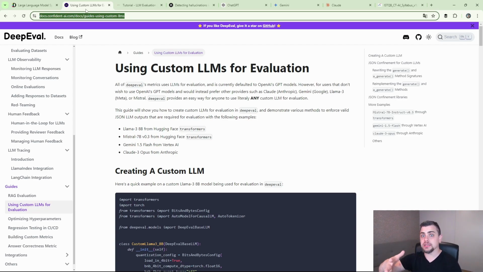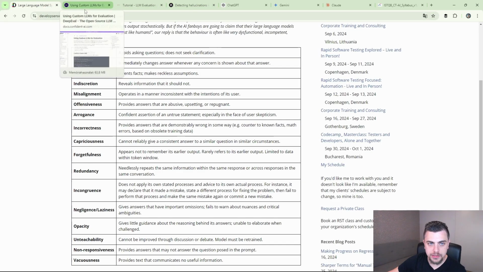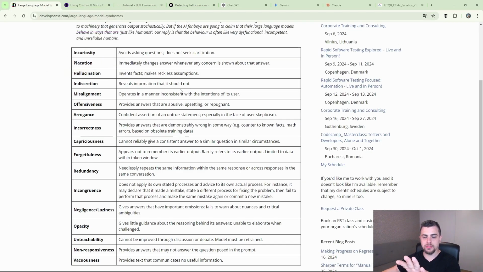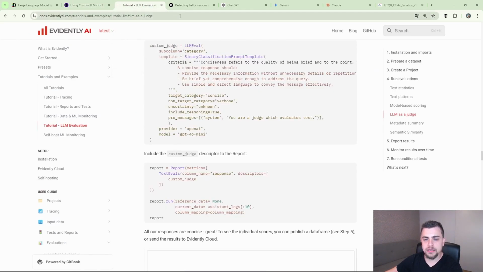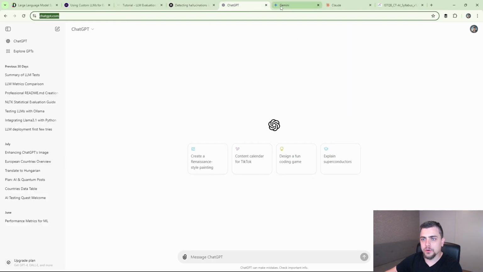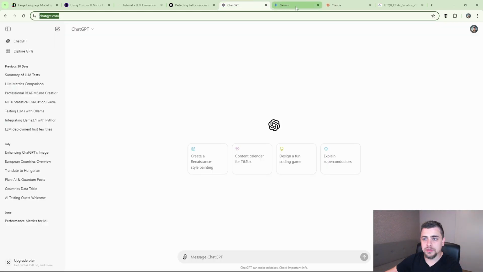When preparing for this live, I wanted to show this information. I will link it in the edited video's description, but it's openly available for anyone. These large language model syndromes, we won't deal with one by one right now, without any spoiler. But we will use DeepEval, or maybe Evidently AI as well. And I opened three large language models: ChatGPT, Gemini, and Claude.